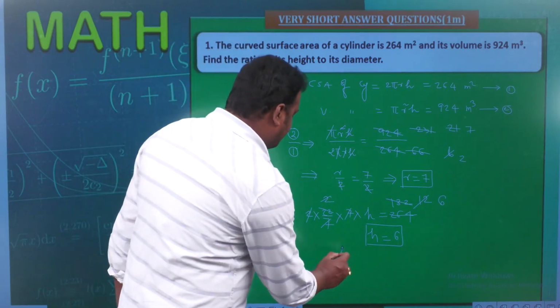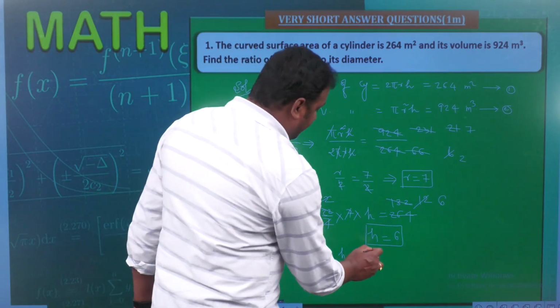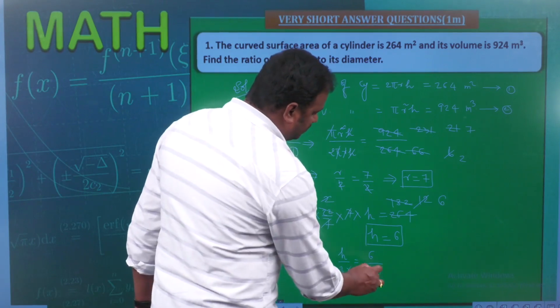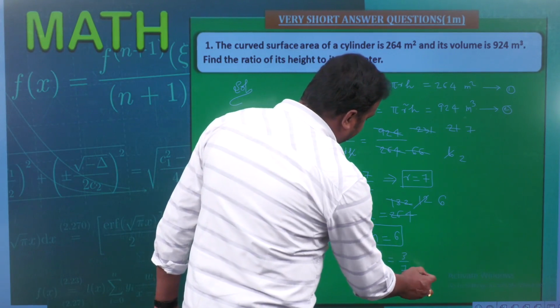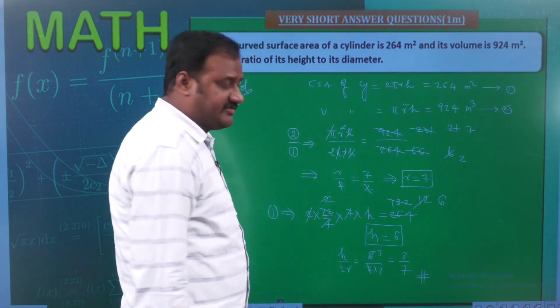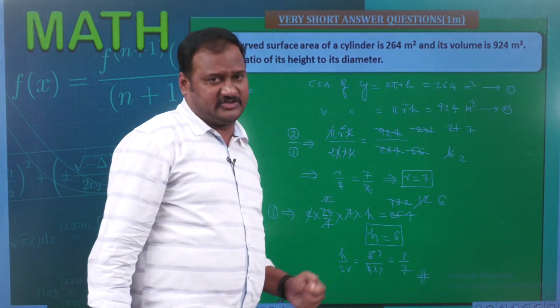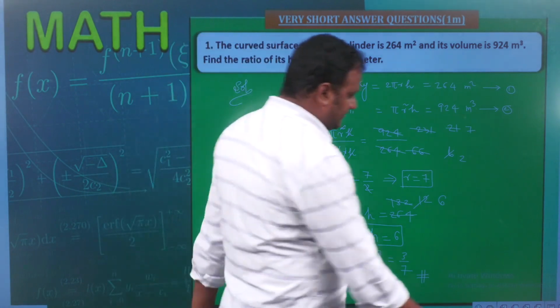Therefore, height to the diameter, that is h divided by 2r, is equal to 6 divided by 2 into 7. So 2 ones are 2, 2 threes are 6. So the final ratio is going to be 3:7. That is the ratio between height and diameter. It seems to be a 2 marks or 3 marks problem, but sometimes you will be asked this kind of problem for 1 mark also.